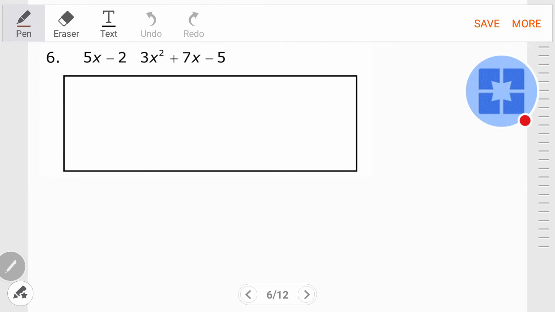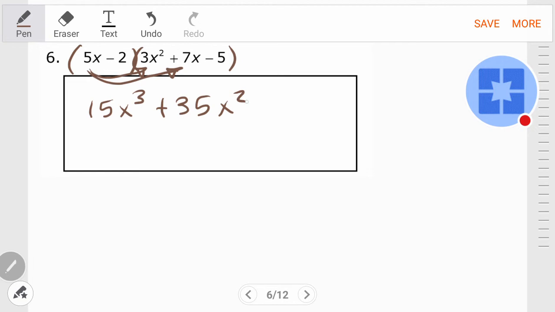All right, let's take a look at number 6. Again, we should have parentheses here and there. So this one you can do in a variety of ways. You could do the box method, which I think is far easier. Or you can just go by like this, 5x times 3x squared. So 5 times 3 is 15. x times x squared is x cubed. 5 times 7 is 35. x times x is x squared. 5 times -5 is -25, and we keep the x.